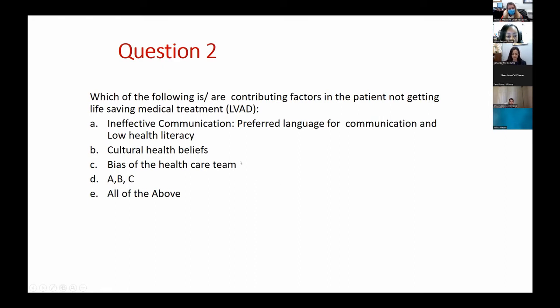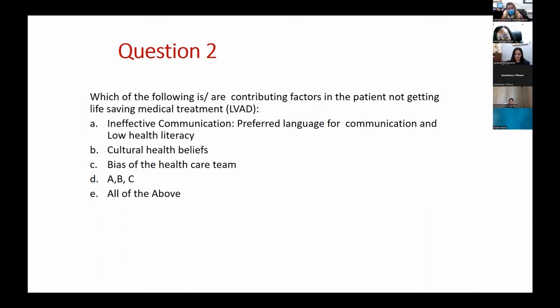What do you think? So the answer is ineffective communication, low health literacy, cultural health beliefs, bias of the healthcare team. What do you think would be the answer? Okay, everybody is putting E again. And again, this is a discussion point, right?